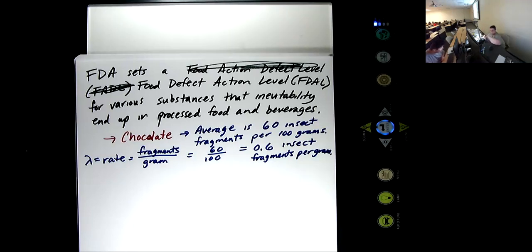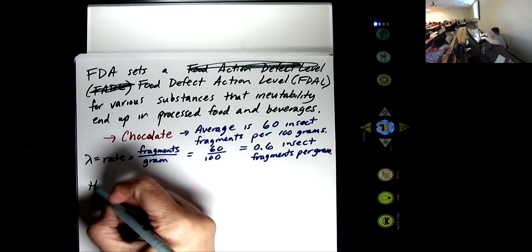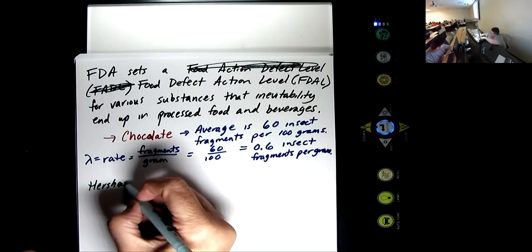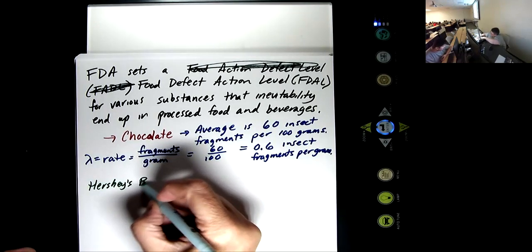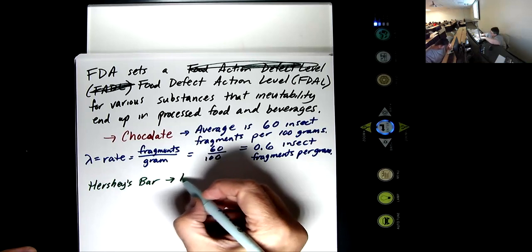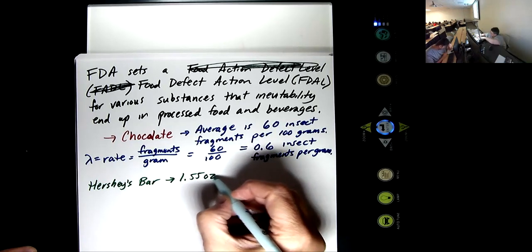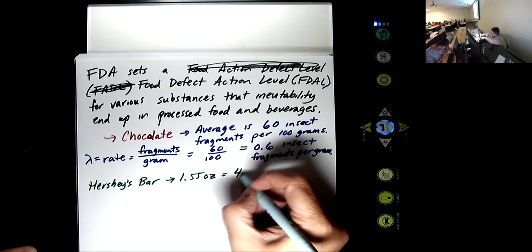Now, a Hershey bar. A Hershey bar is 1.55 ounces. Just a good old block of chocolate. And if you convert this to grams, it is 43 grams.